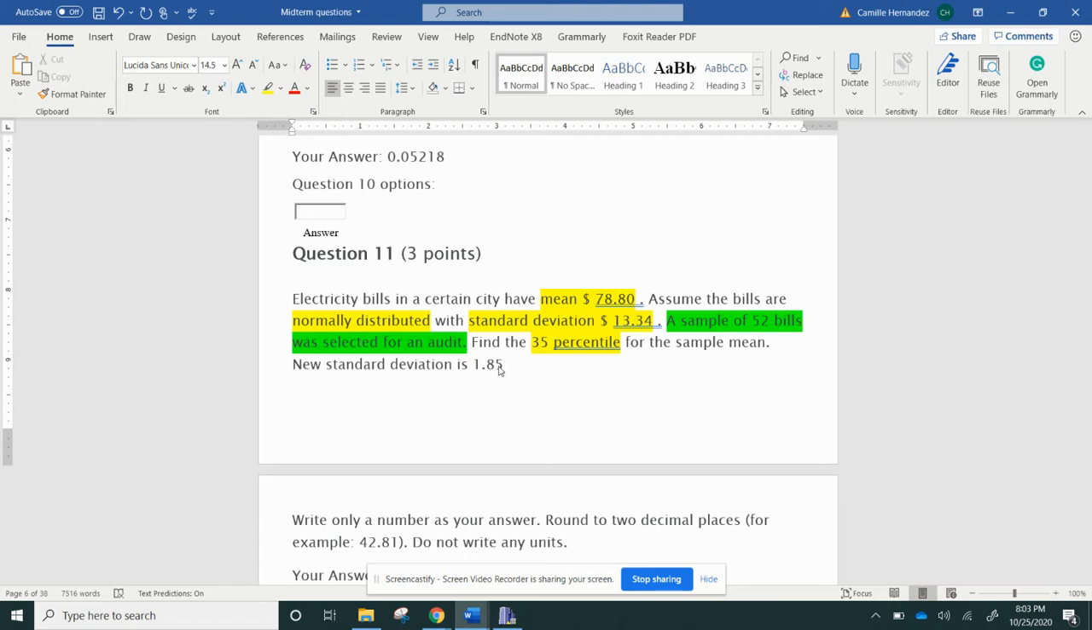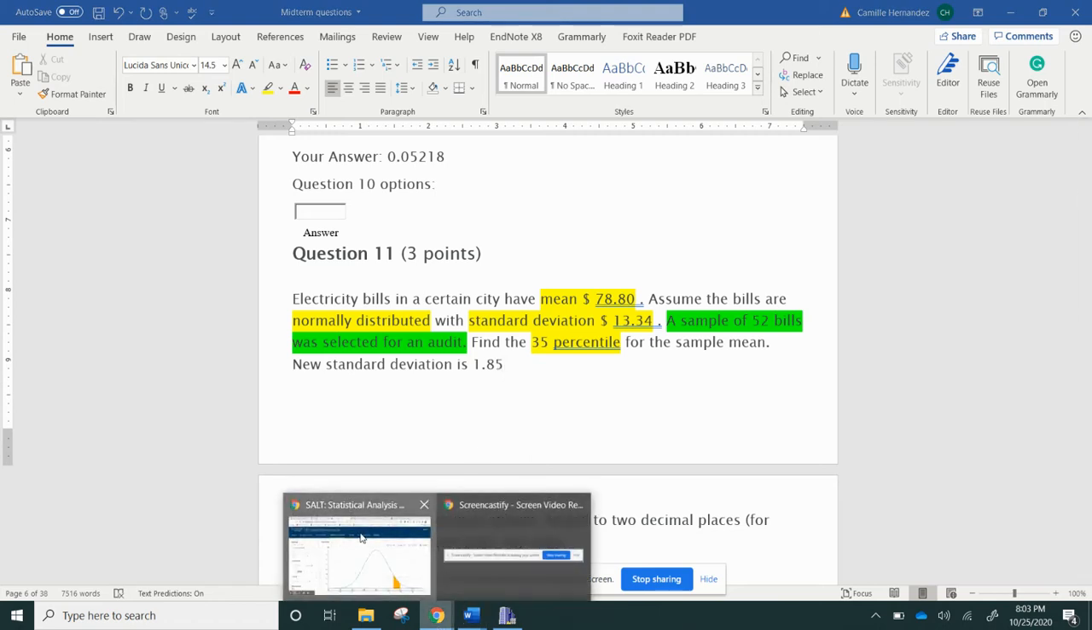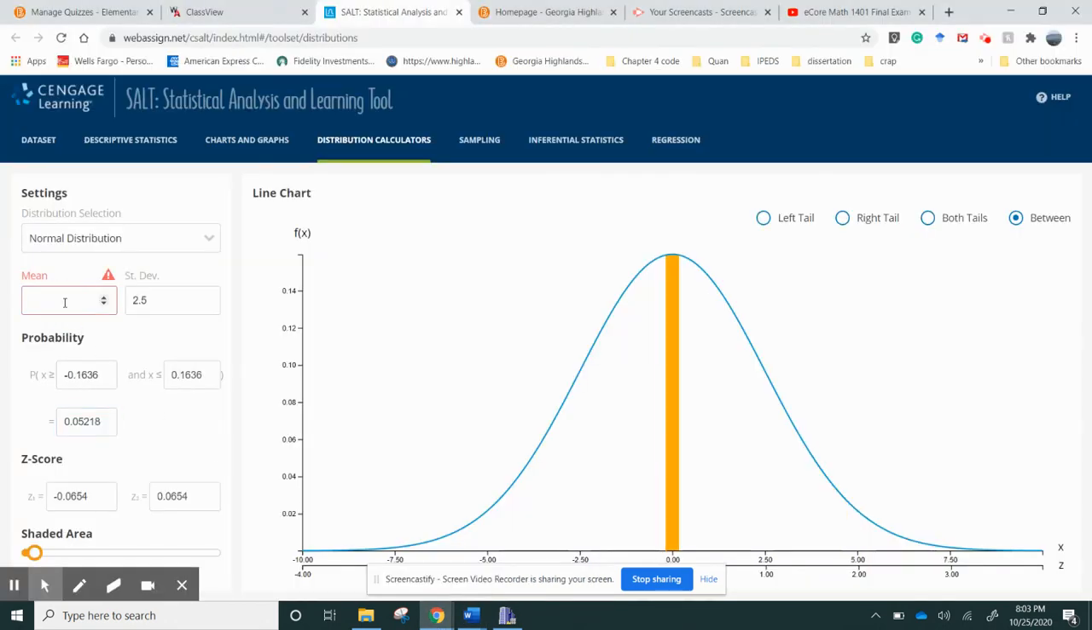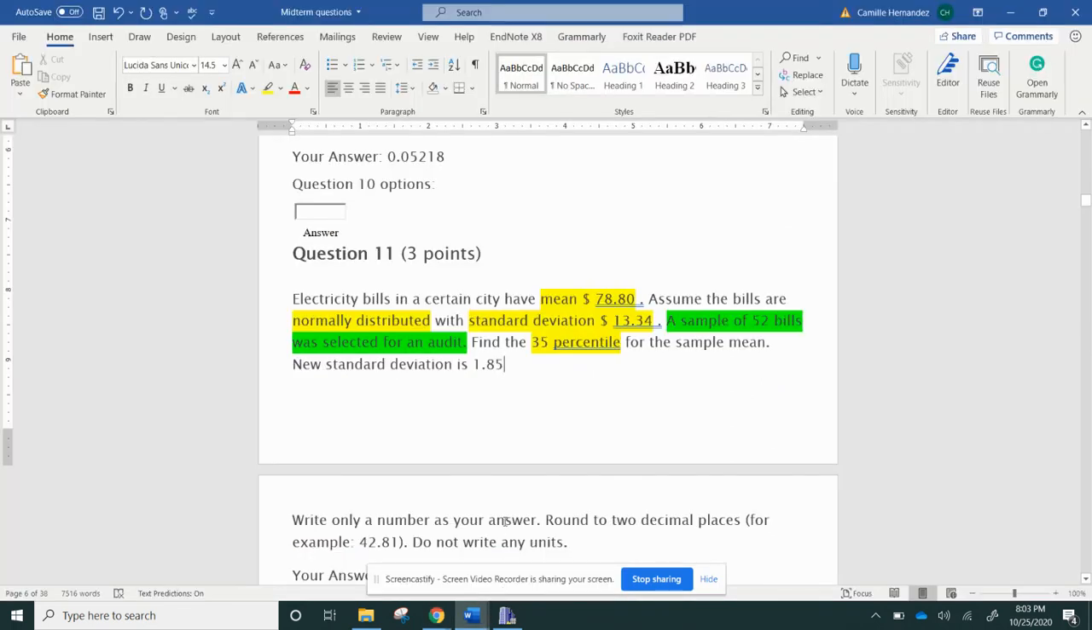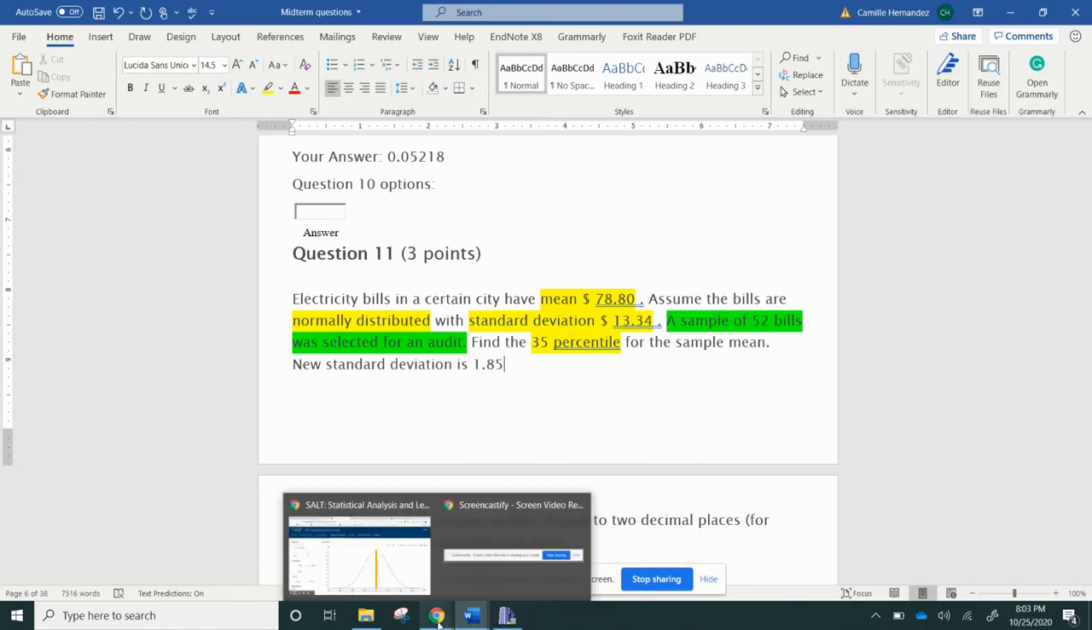All right, so let's put this in there. So my mean is 78.80. It's 1.85 is my new standard deviation. Okay, and it wants something different though. It wants the 35th percentile.